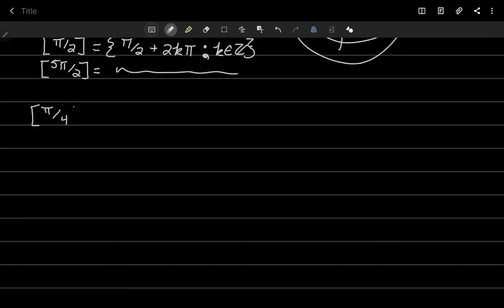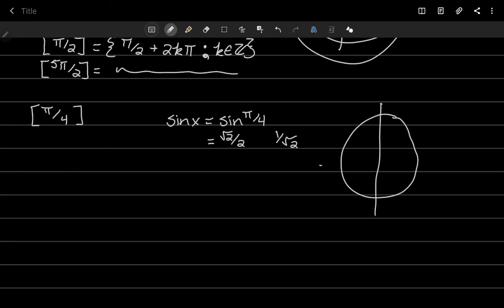Let's look at the equivalence class of pi over 4. So I need sine of x to equal sine of pi over 4, which is square root of 2 over 2. Or if you prefer, you could say 1 over root 2. I don't care. Same thing. Okay. If you think about your unit circle, let me draw it again. This actually happens at 2 spots. It does happen at pi over 4, but it also happens out here at 3 pi over 4. So that makes this more interesting.